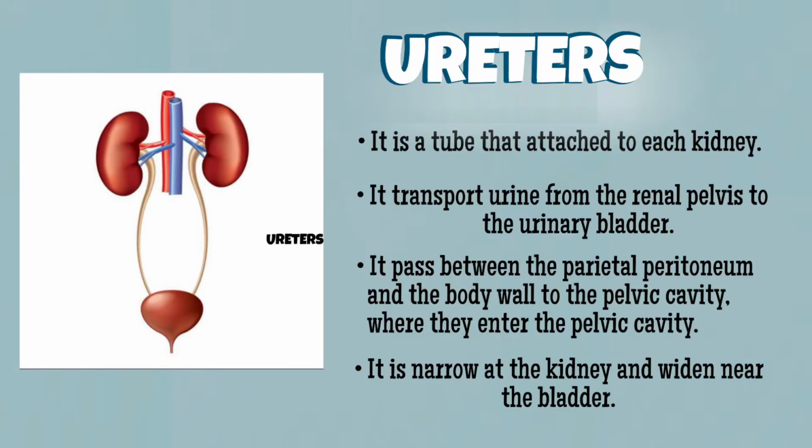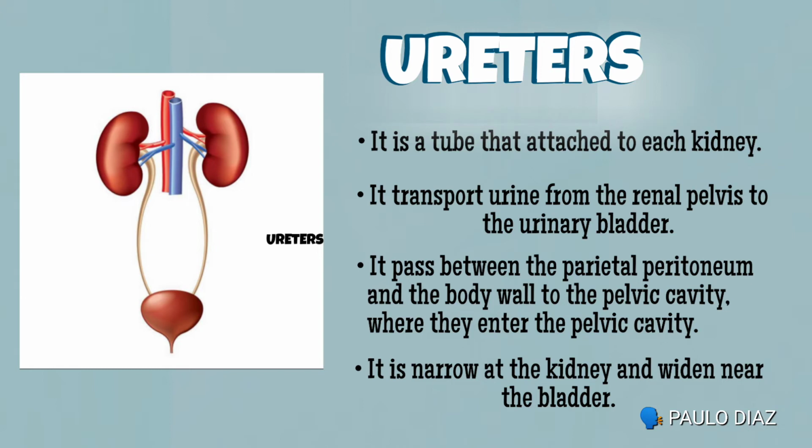So let us proceed with our ureters. Ureters. So once yung urine o yung ihi natin ay na-produce na, kailangan natin nitong malabas sa katawan natin. So ano nga ba yung next step? As we can see here, these are the ureters. The ureter is a tube that is attached to each kidney. It transports urine from the renal pelvis to the urinary bladder. It passes between the parietal peritoneum and the body wall to the pelvic cavity, where it enters the pelvic cavity. It is narrow at the kidney and widens near the bladder.